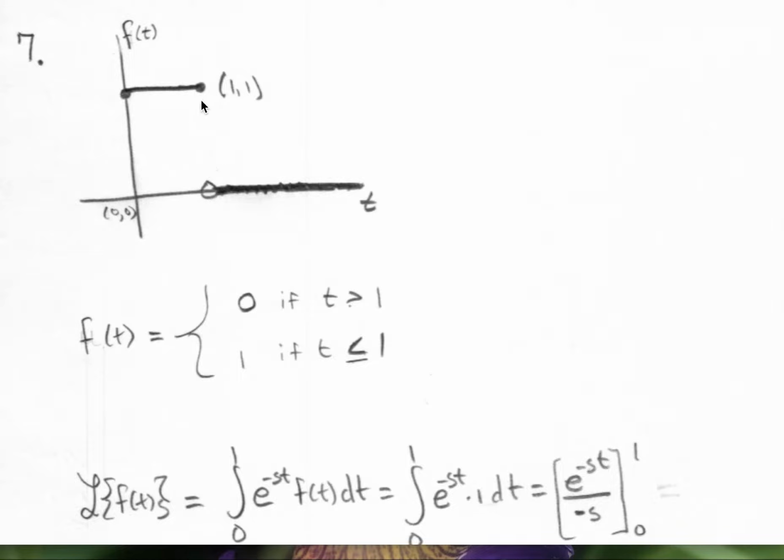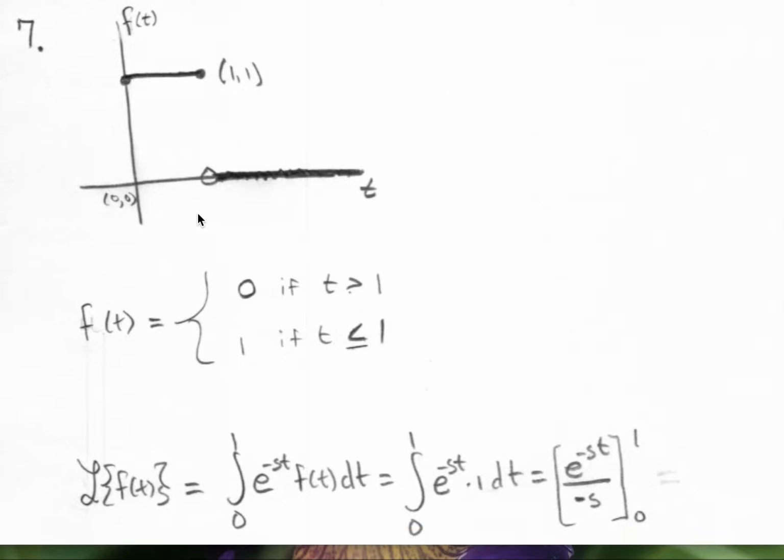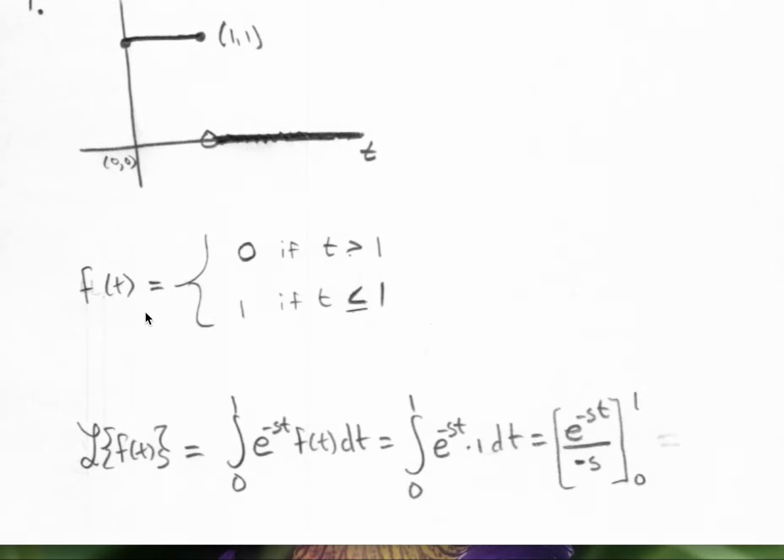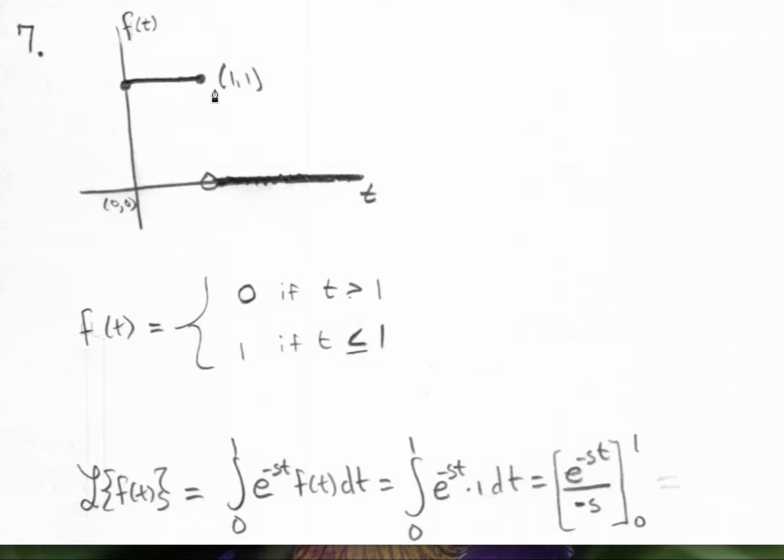So we have this discontinuous thing, but it's still piecewise put together. So what I'm curious about is, how do I find the Laplace transform of this thing? So I wrote this as a piecewise function. f of t equals 0 if t is bigger than 1, and 1 if t is less than or equal to 1.